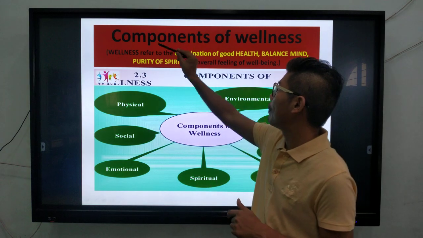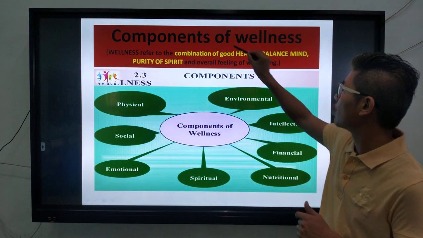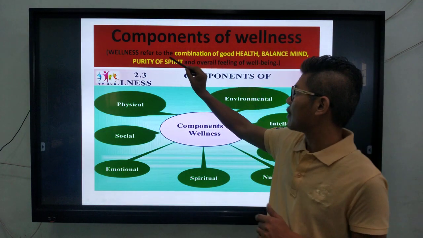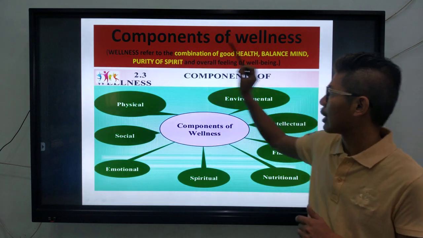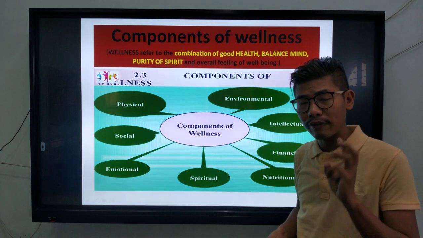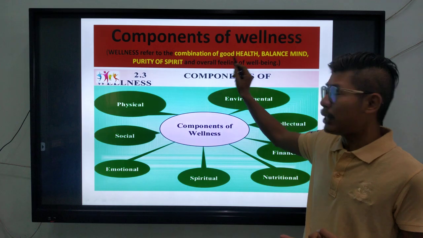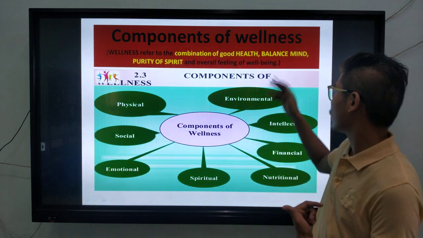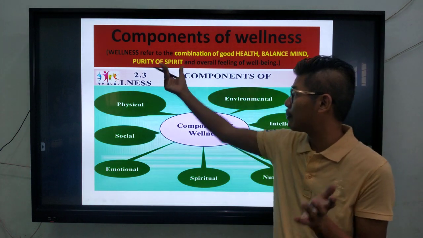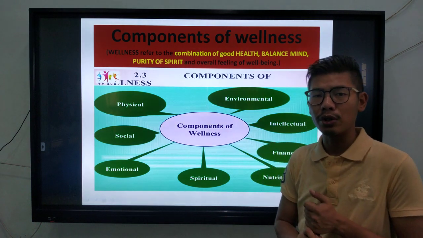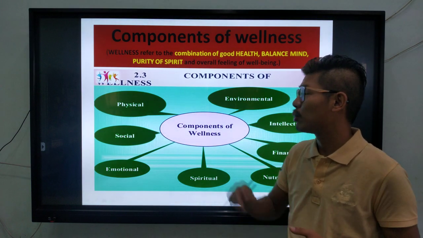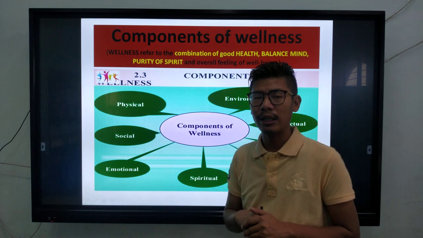Next we'll discuss components of wellness. We'll discuss the word wellness. Now, wellness refers to the combination of good health, balanced mind, and purity of spirit. So when you talk about wellness, you have to understand three things. You need to have good health, at the same time you need to have a balanced mind, and after that purity of spirit. These three things are very important for you to have wellness, which we have already discussed in the previous lecture.